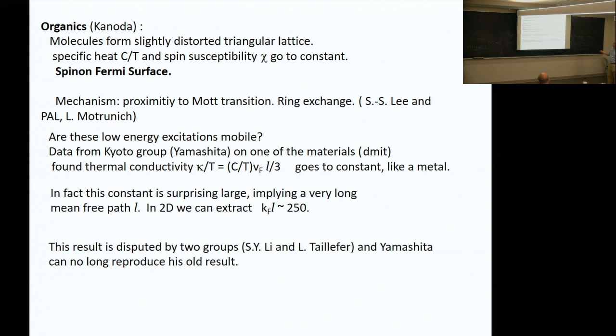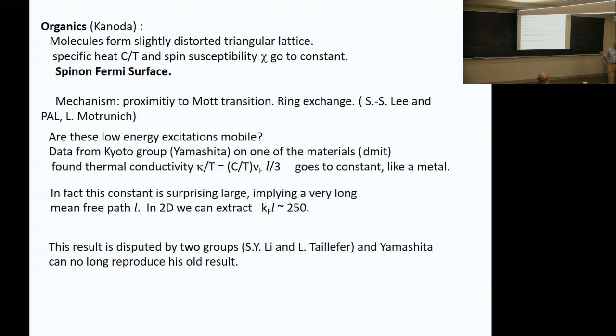So we suggested that the mechanism that drives this is the proximity to the Mott transition. And one way of thinking about this is that the Heisenberg model is no longer adequate. Right? So naively we still have local moments, but there would be higher order terms when you do this t over U expansion. And one important one is the so-called ring exchange, where the spins just run around. And then that can change the physics.